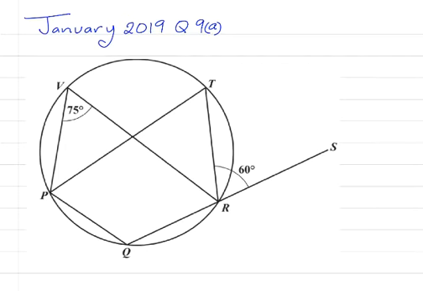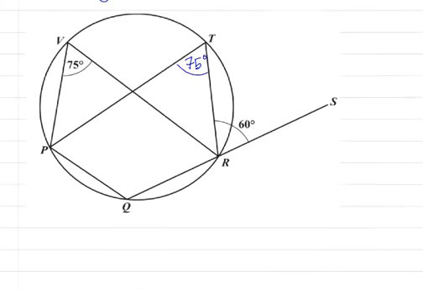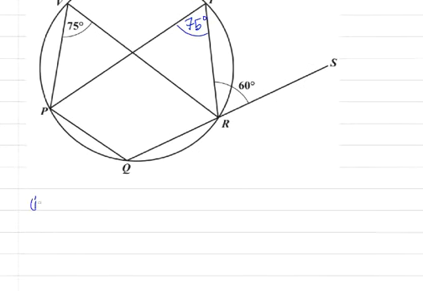So the first thing we're asked to find, question 9a(i), is the size of angle PTR, which is this angle here. Angle PTR is equal to 75 degrees. So I'm going to answer (i): angle PTR is equal to 75 degrees.